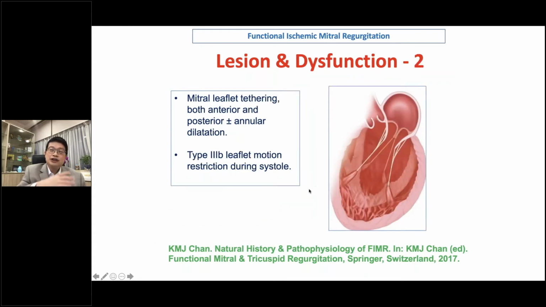And if the coronary disease is more extensive, if they have multi-vessel coronary artery disease, particularly involving the LAD and also the circumflex and the right coronary arteries, you can get a more uniform dilatation of the left ventricle, similar to what you see in dilated cardiomyopathy.